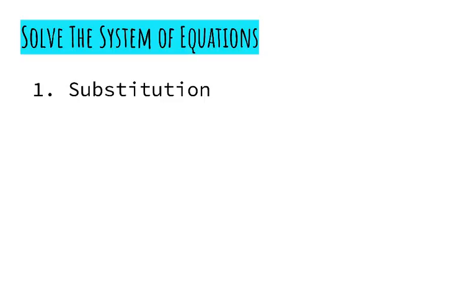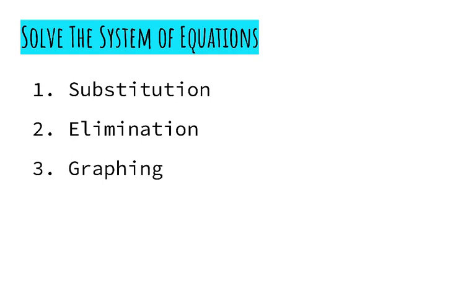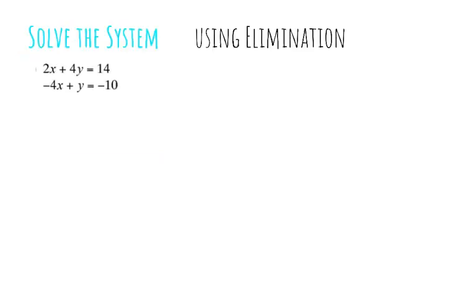So just to recap a little bit, when we want to solve a system of equations, we pretty much have three options that we've been working with. Substitution was one option; elimination and graphing are the other two. And elimination and graphing are what we're going to focus on in this video. So let's look at an example.